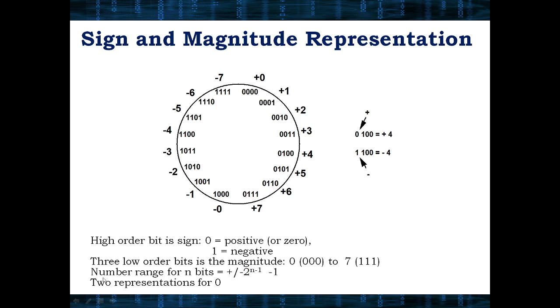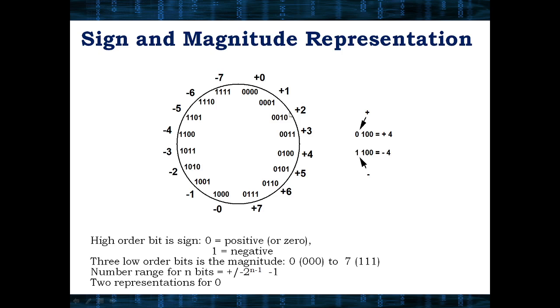One important thing here is that there are two representations for 0. For plus 0 and minus 0, there are two representations here. In sign and magnitude, if I take a plus 4, this is the value 0 1 0 0. If I want to convert this into minus 4, then I just have to change this MSB into 1. So that becomes minus 4.